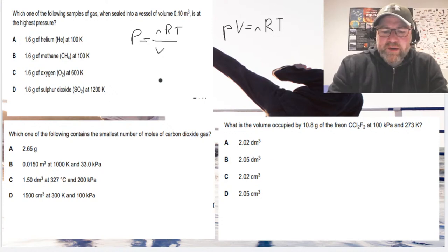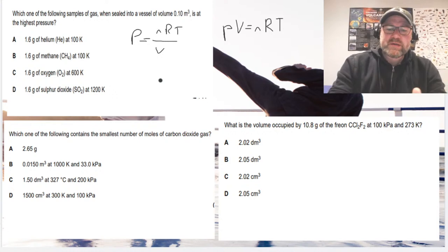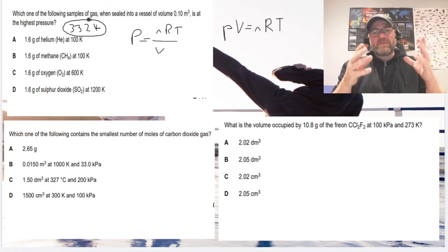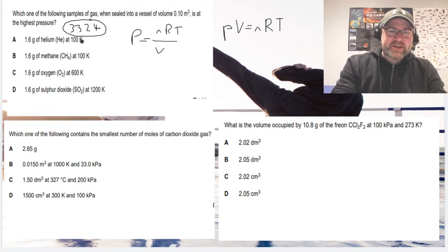And then we divide by 0.1. So if we do all of that, we get a pressure of 3.324. So hopefully, if you follow that, you'll get a pressure of 3.324.